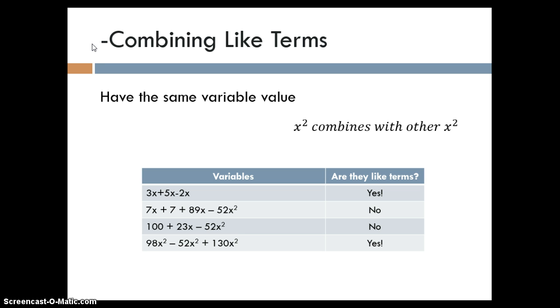And the last one, are they all the same variable? Yes. Okay, so you can combine all of them. So 98 minus 52 plus 130. Anybody want to do the math for me? Kim. 176x squared. That is perfect. Great job. Does anybody have any questions? We're going to work on some more examples.